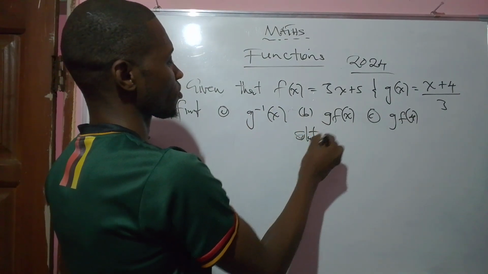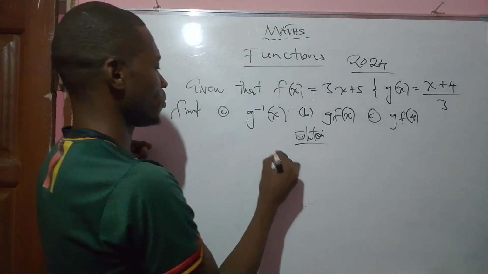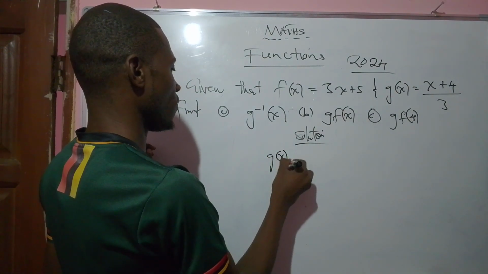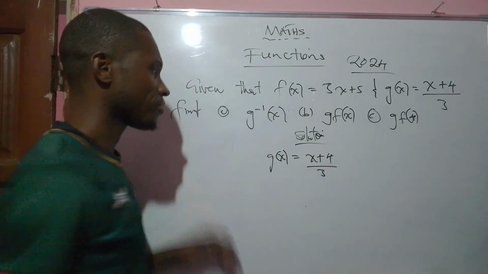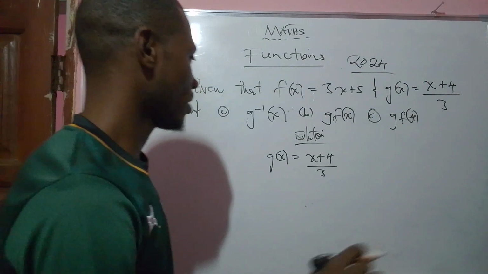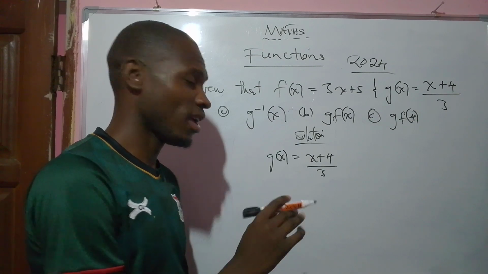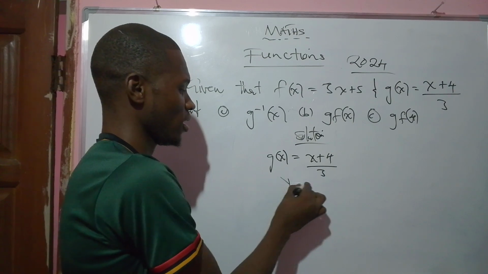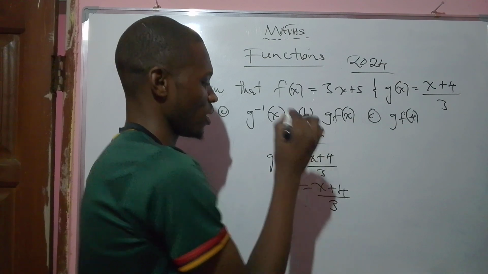So solutions, in a simple way. We're going to drop down this one. We know that g of x is equivalent to (x plus 4) over 3. That is what we have. So for us to find it, what are we going to do? We're going to do like this. This g of x will change into y. So we are saying y is equal to (x plus 4) over 3.